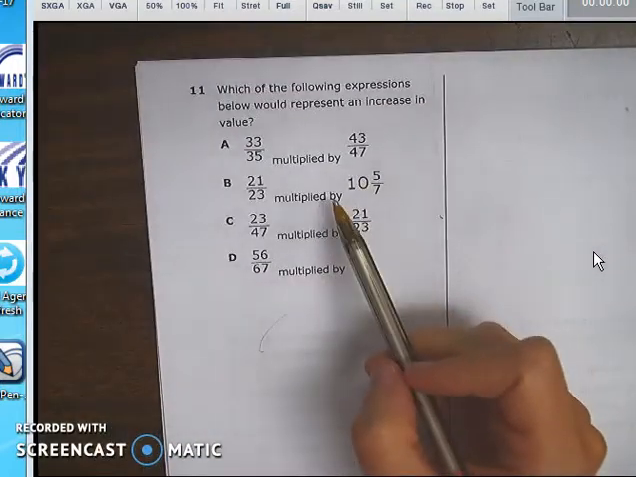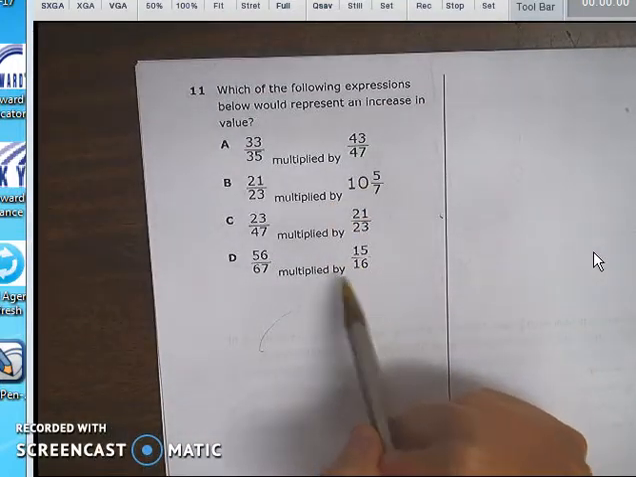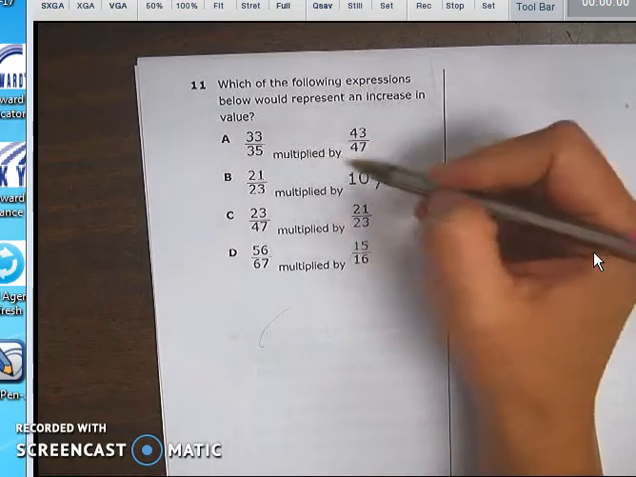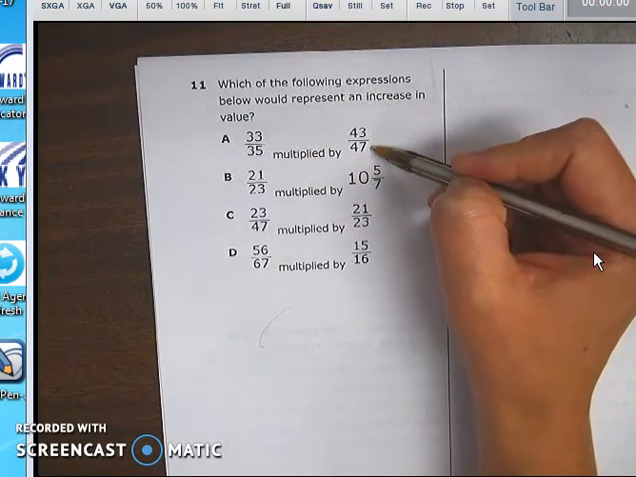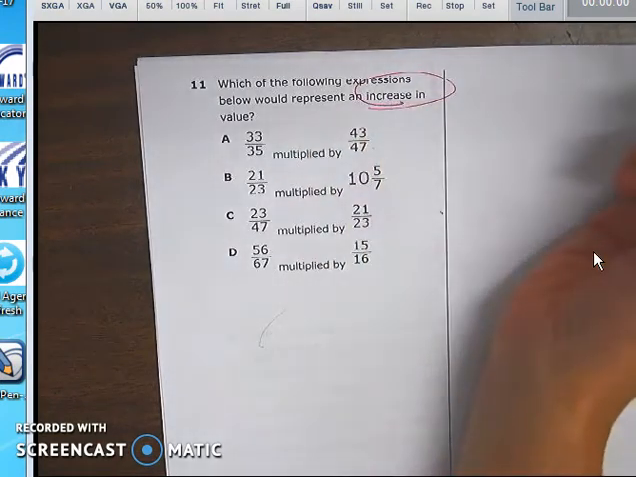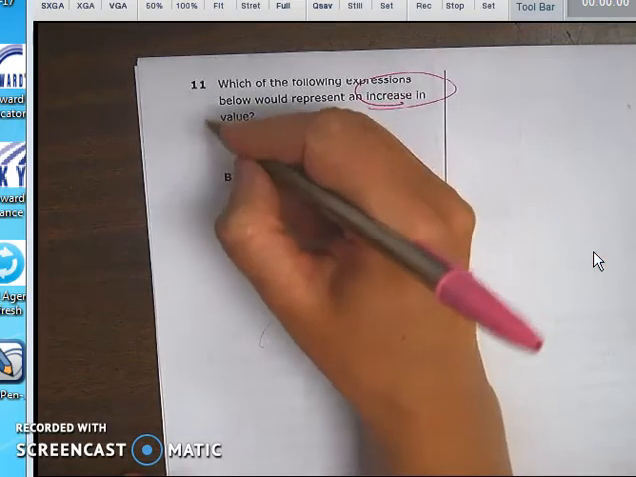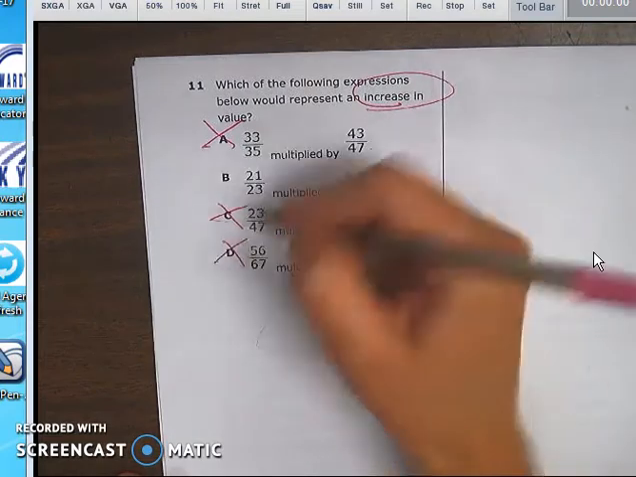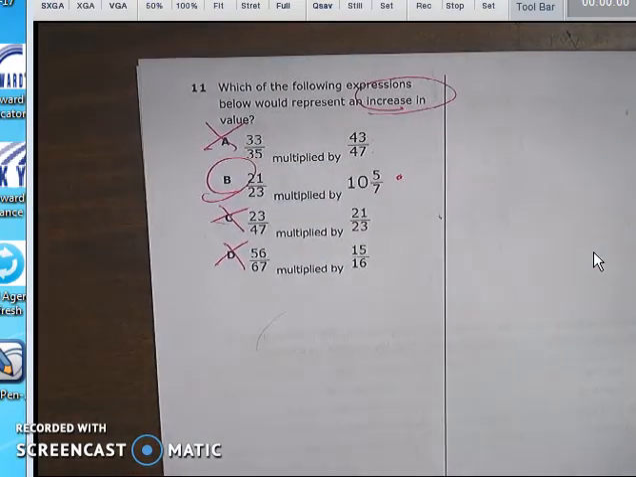This question right here is question 2 in regular. Okay? Which of the following expressions below would represent an increase in value? Once again, this requires no work. 33/35 multiplied by 43/47. We're talking about an increase. I need a fraction more than 1. That is not more than 1. More than 1. Not more than 1. No work. Once again, very, very, very easy. You should not have missed that.